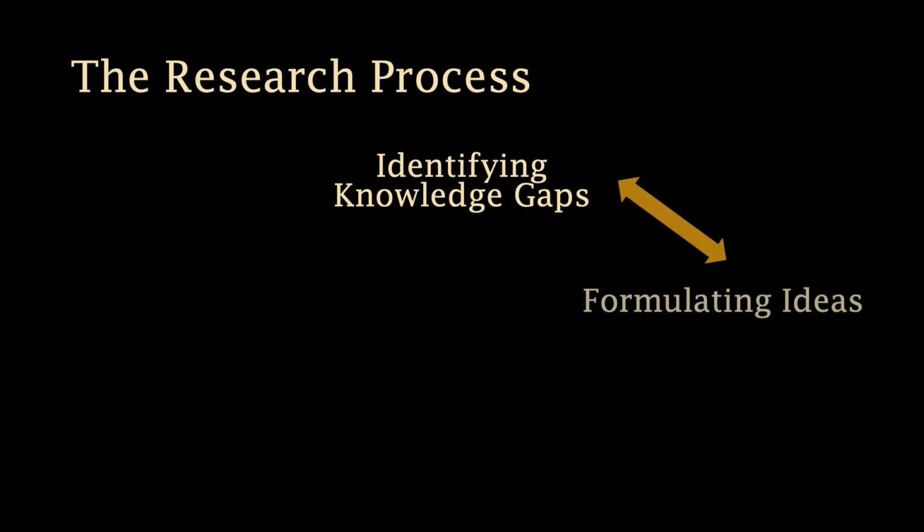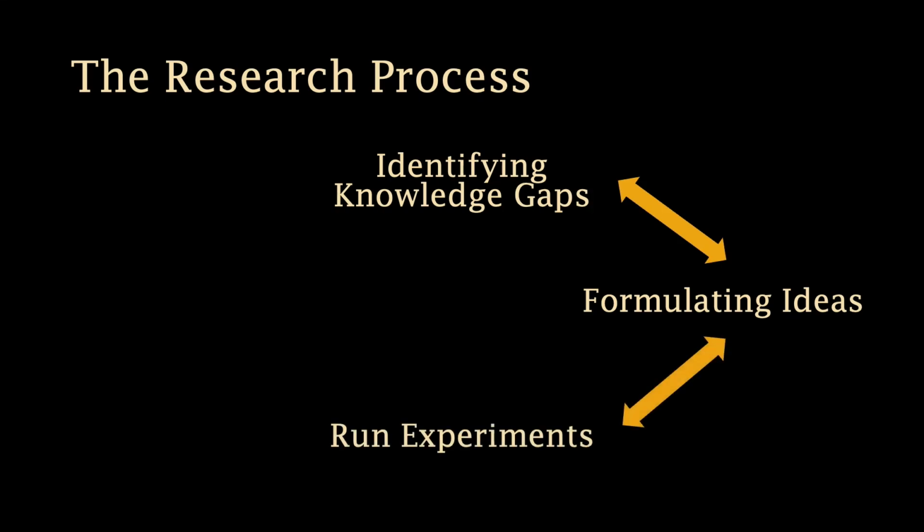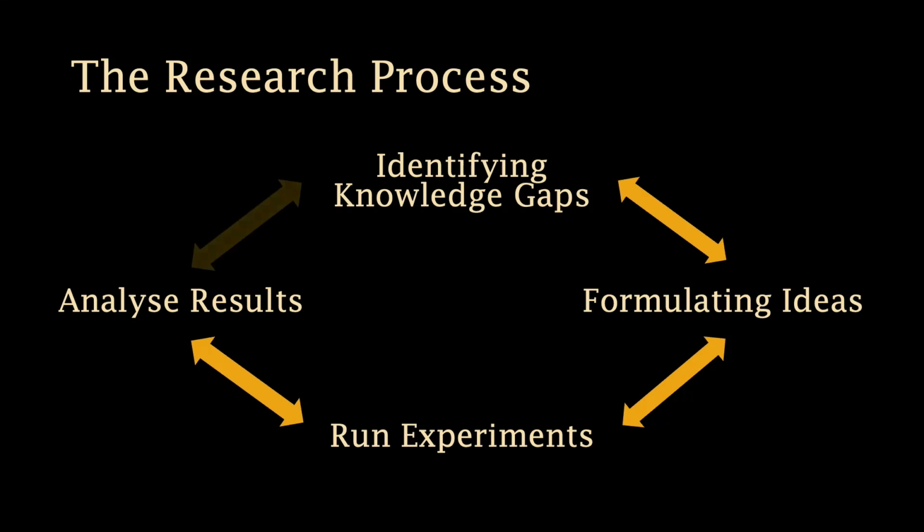So the research process, I would say I'll break it down into 4 key components. The first one is identifying knowledge gaps. Afterwards is this idea of formulating ideas. Then running experiments. And finally, analyzing the results. Of course, there is a lot more, and you can elaborate a lot more on this. But for the purpose of today's talk, I want to just focus on these 4 steps at least.